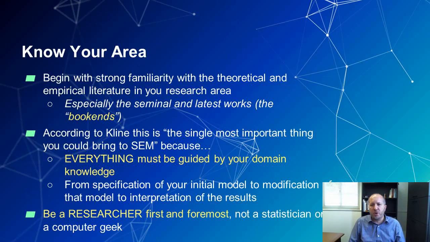So first of all, know your area. Any researcher, in order to understand how to do good research, needs to know their own area. So begin with a strong familiarity with the theoretical and empirical literature in your research area. And what's most important is the bookends of that. So the seminal works and the most recent work. If you understand the seminal works, you understand the basis of the field and what are the most important concepts and measures and the most important findings in the field. And the latest work will tell you where it is at currently. So understanding those bookends really helps you to have a strong grounding and foundation in your research area.